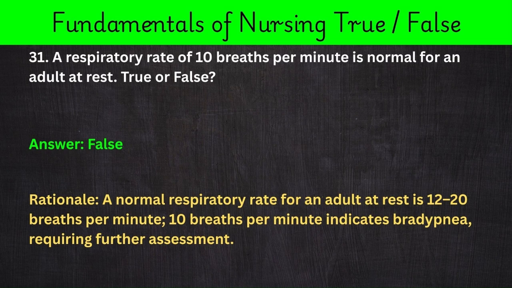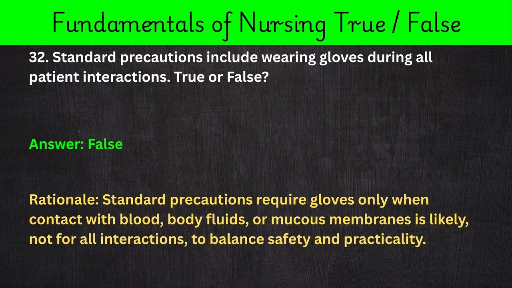True or false? Answer: false. Rationale: a normal respiratory rate for an adult at rest is 12 to 20 breaths per minute. 10 breaths per minute indicates bradypnea, requiring further assessment. 32. Standard precautions include wearing gloves during all patient interactions.